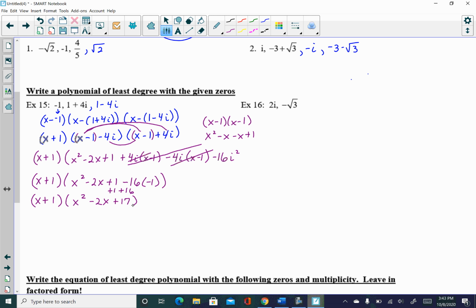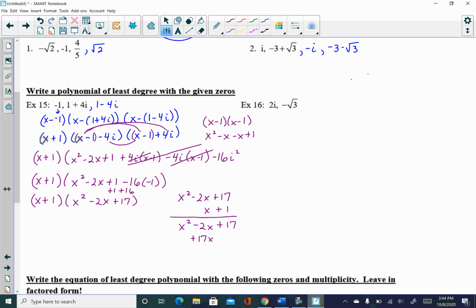Now, this looks a lot better. I now need to multiply x squared minus 2x plus 17 times x plus 1. We'll do that long multiplication. Go through and multiply 1 times everything: 1 times 17, 1 times -2x, 1 times x squared. Now go through and multiply x times everything: x times 17.